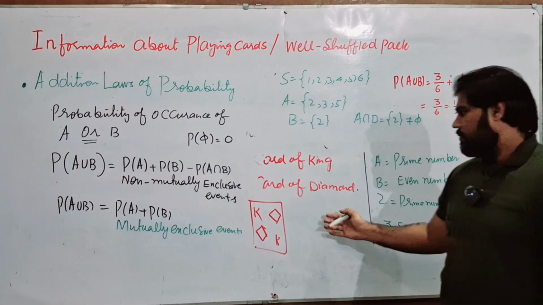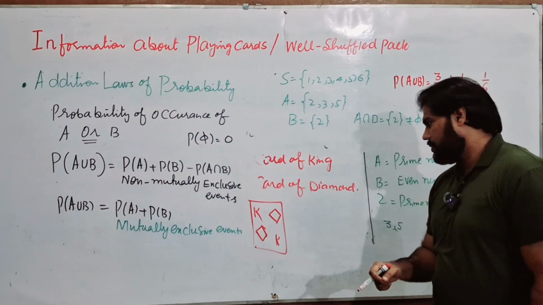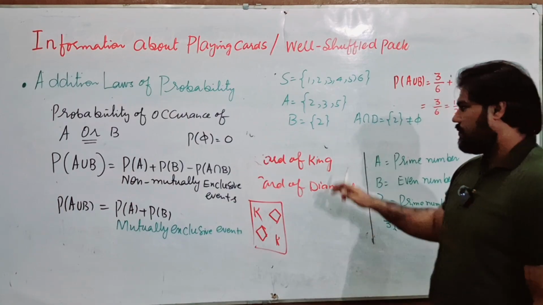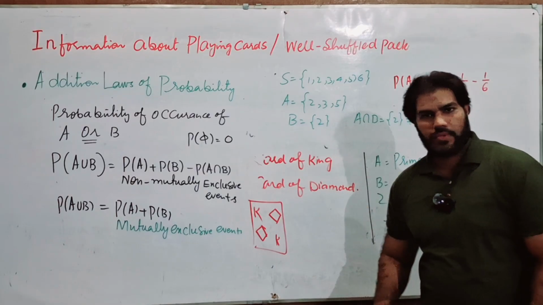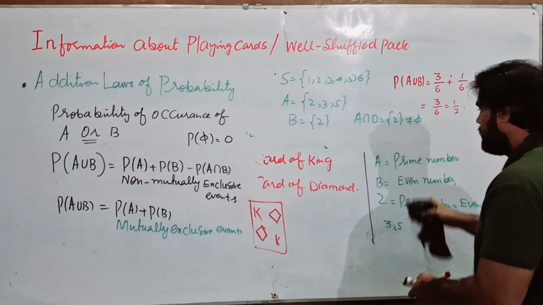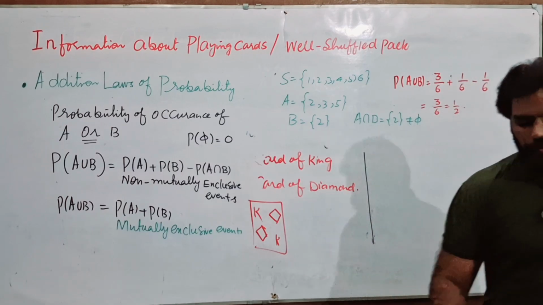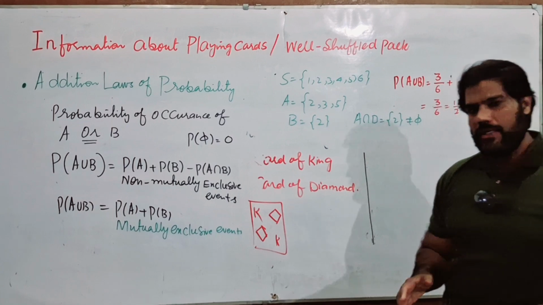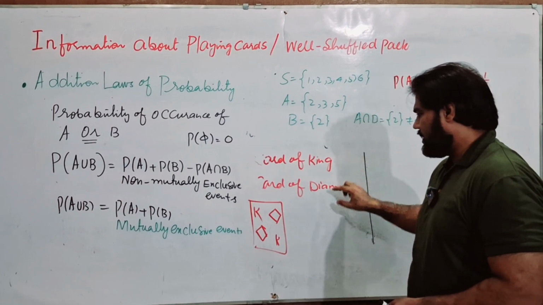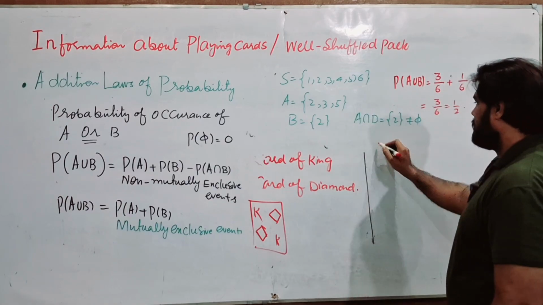Suppose we discuss one more example. We have to choose a card. What is the probability that the card is a king or a diamond? Now you have to observe, is there any card which has both qualities? It is a card of king as well as a card of diamond. Yes, there is one card. So what is the probability?